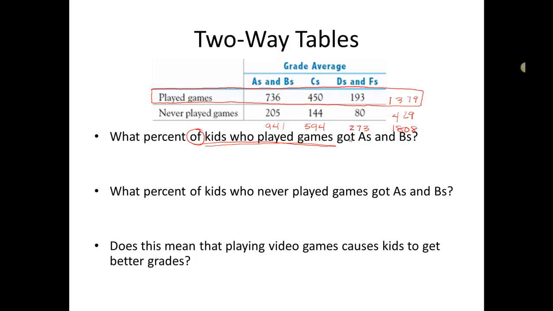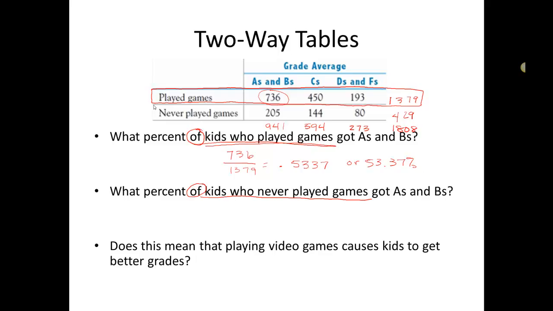So in this case, I'm looking at kids who played video games and got A's and B's, so that number is 736. That's going to be in my numerator. And I'm only looking at the people who played games, so my denominator is 1379. So if I take 736 divided by 1379, I get 0.5337, or 53.37%.